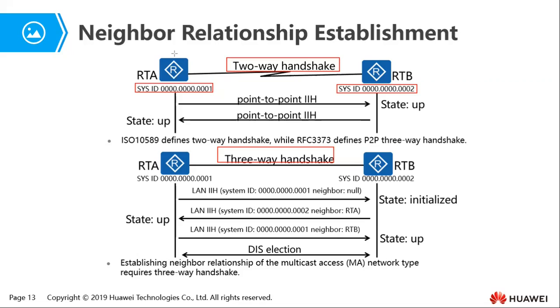Now, in a point-to-point network, you can use two-way handshake, but in a broadcast network, you must use the three-way handshake. What is the difference between the two? In a point-to-point network, or when you're using two-way handshake, router A will send a point-to-point IIH to RTB. When RTB receives that IIH, the status will change immediately from down to up.